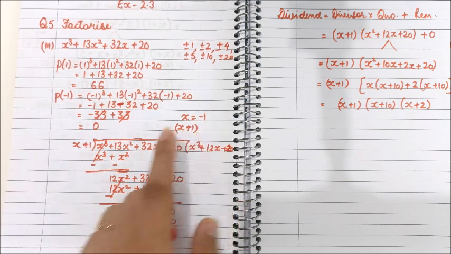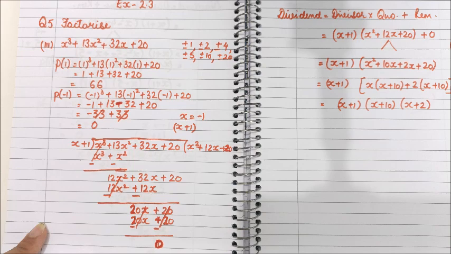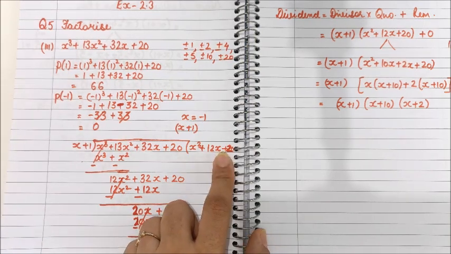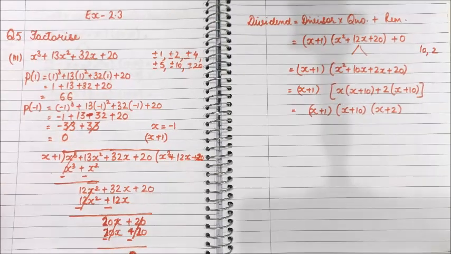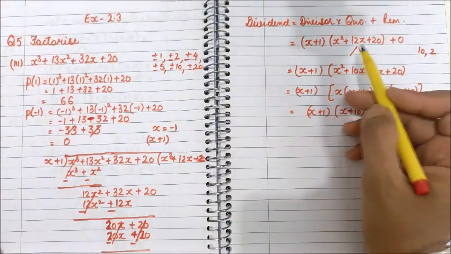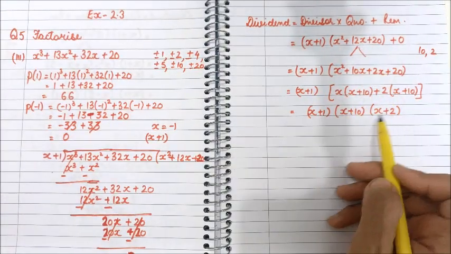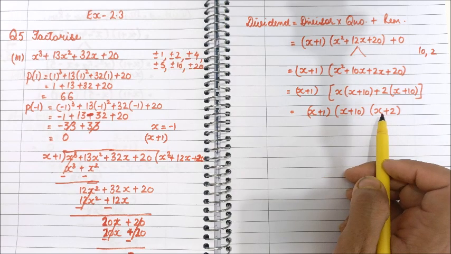Taking this as a divisor, I solved it by the long division method. This is the second polynomial which I get, which is the quadratic, and which we can solve by the splitting method. So x plus 1, and this I solved by the splitting method. So here I have the three factors of the given polynomial.